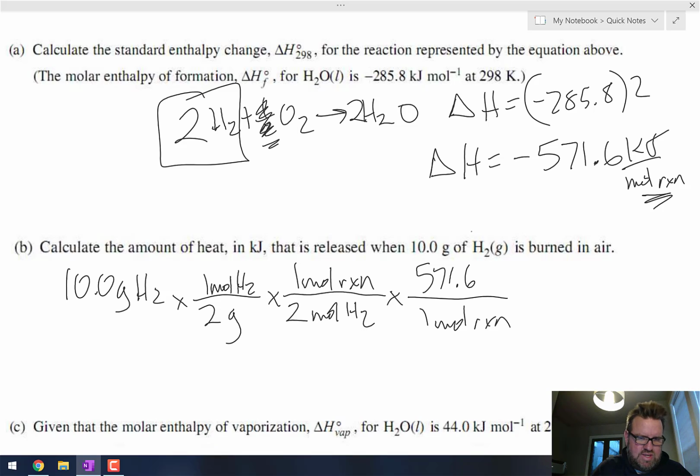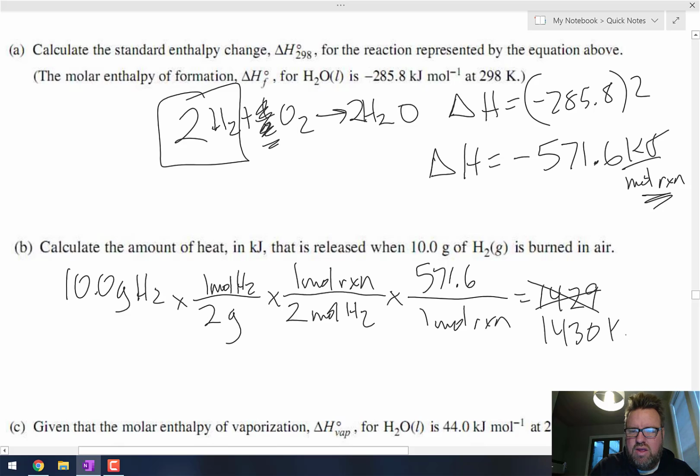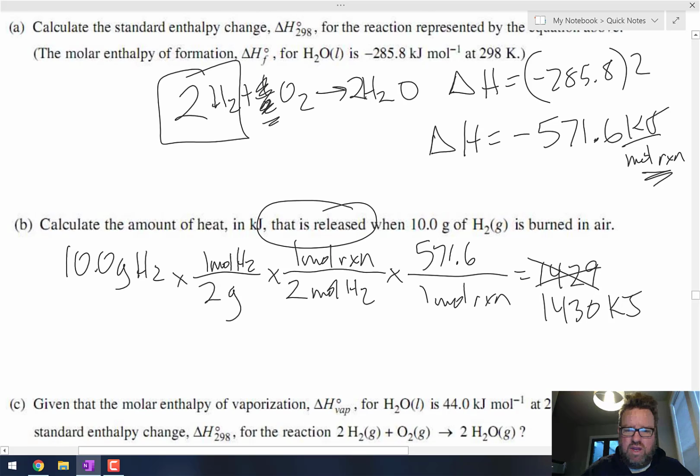Okay, so 10 divided by 2 again times 571.6 equals 1429. With 3 significant figures, it'd be 1430 kilojoules. And again, the question is calculate the amount of heat in kilojoules that is released. You can't release a negative amount, so it's just 1430.